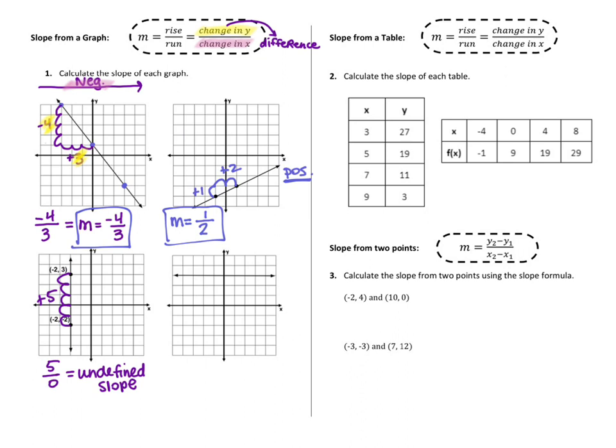Let's look at this one. Oh, I see it right here. Here's my line. That is a horizontal line, and I know that horizontal lines have a slope of 0, so m is going to equal 0. Let's talk about why, though.